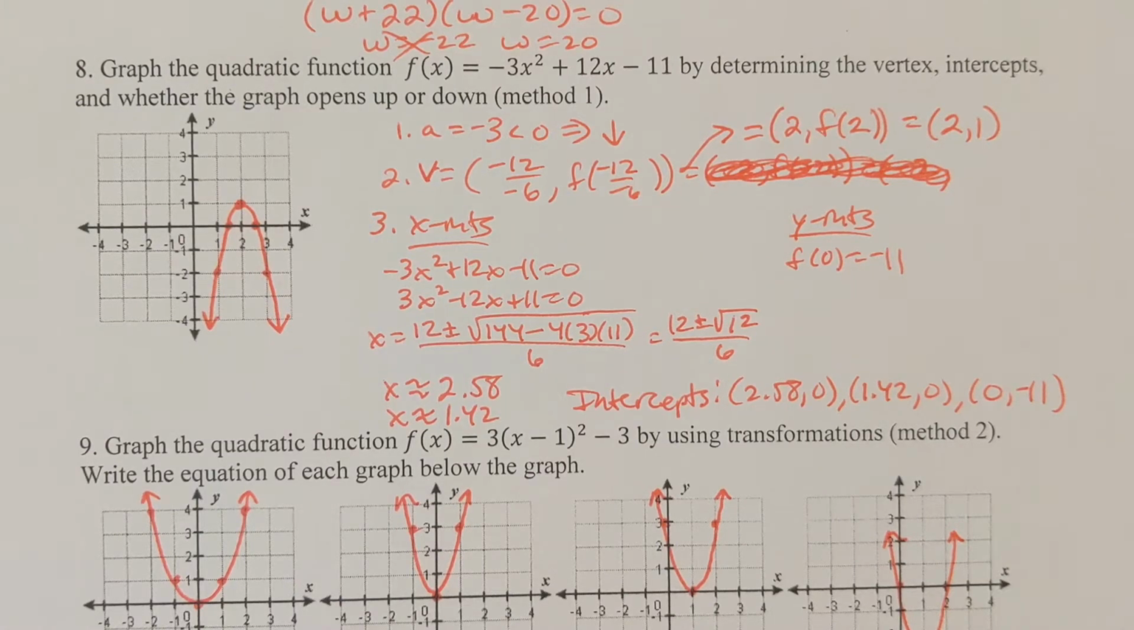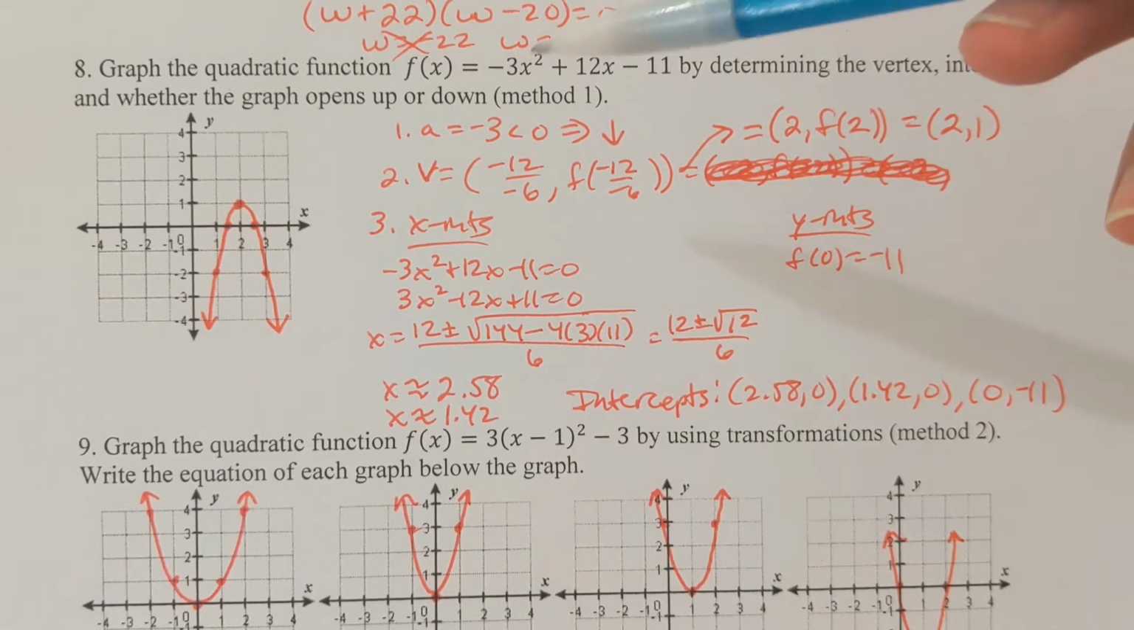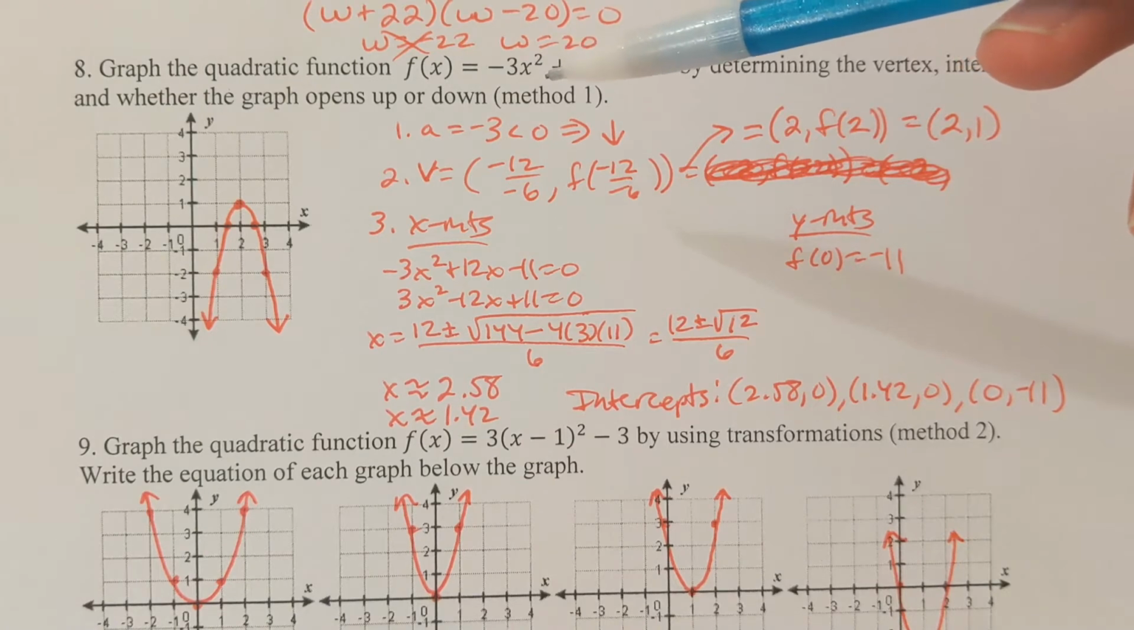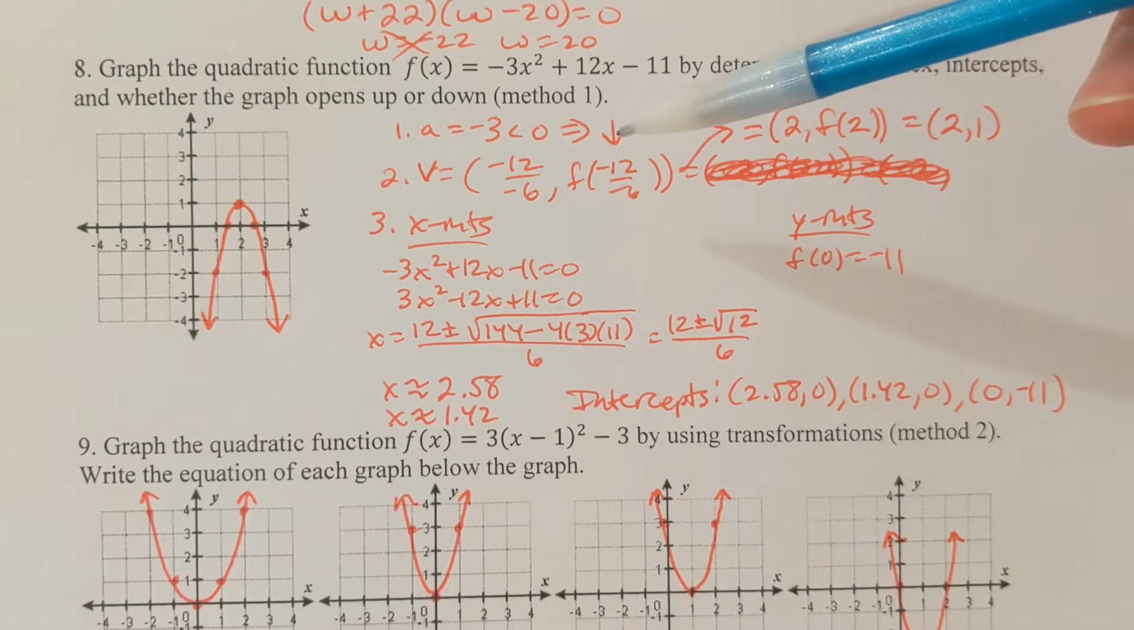Okay, we're going to finish up section 3.4 and 3.1, hopefully. We're on problem 8. Graph the function f of x equals negative 3x squared plus 12x minus 11 by determining the vertex, the intercepts, and whether the graph moves up or down. That's method 1. So step 1 in method 1 is to look at our a value, and that's a negative number, so that tells us that the parabola opens down.